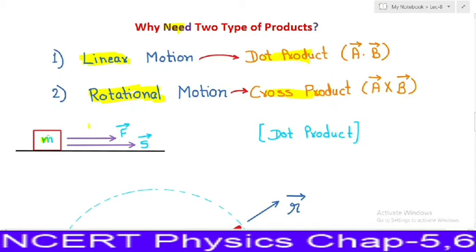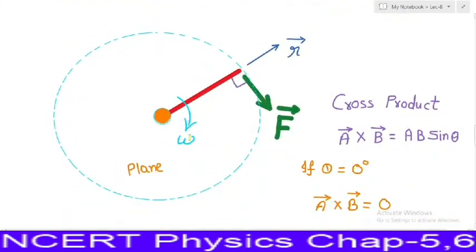Because in linear motion, the maximum effect is observed when vectors are in the same direction. For example, this is an object and I want to move this object in this direction. Now the question is, in which direction should I apply the force? Because I want to move this object in this direction, I have to apply the force in this same direction for maximum effect. Means if we want maximum effect, then we should apply the force in the same direction in which we want displacement. So in this type of case we use the dot product of two vectors.